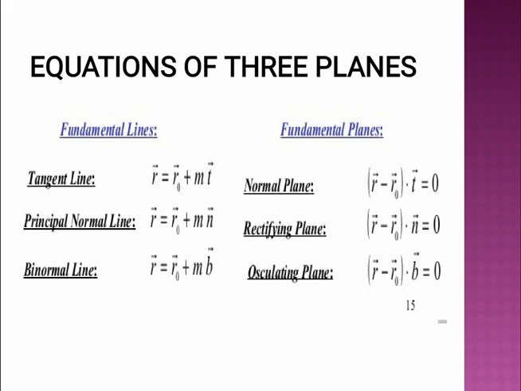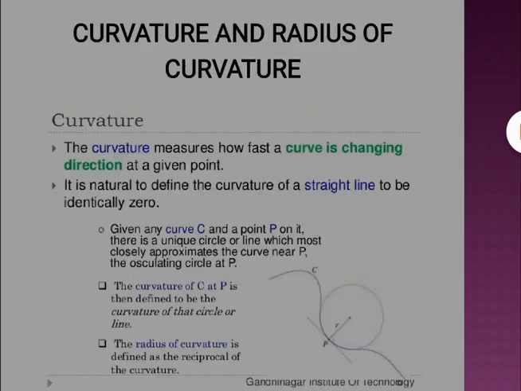The next one is the fundamental plane equations. First, the normal plane equation: R vector minus R naught vector dot T vector is equal to 0, because the normal line is perpendicular to the tangent line, which gives the value 0. The next one is the rectifying plane: R vector minus R naught vector dot N vector is equal to 0. The next one is the osculating plane: R vector minus R naught vector dot B vector is equal to 0.